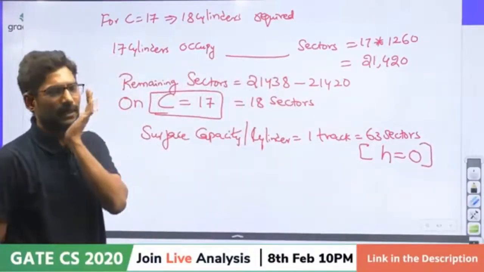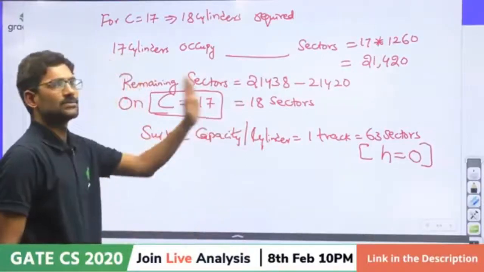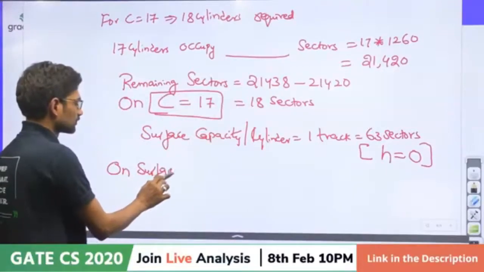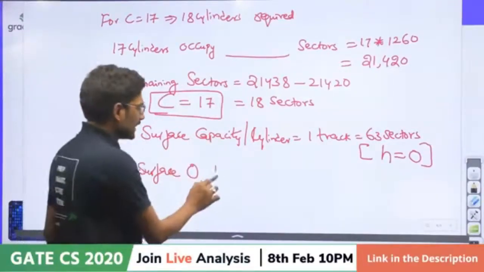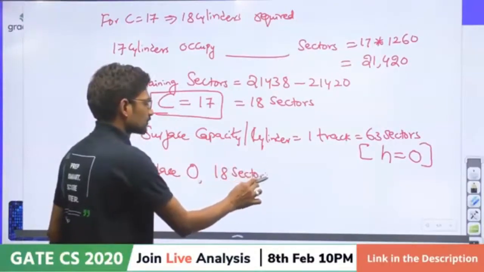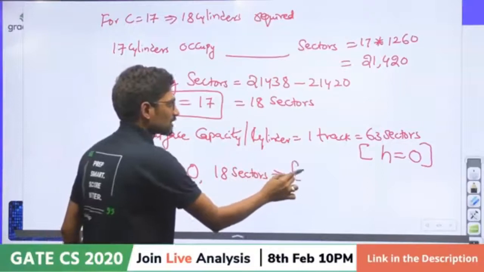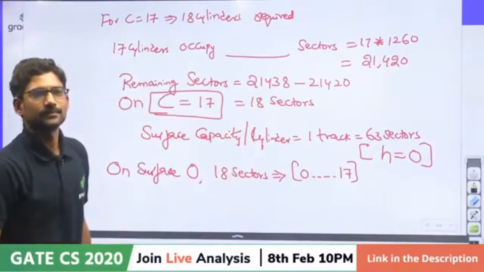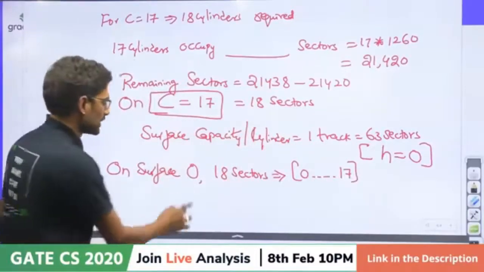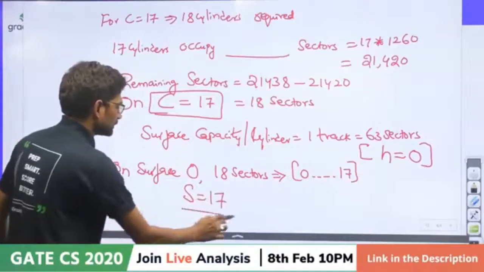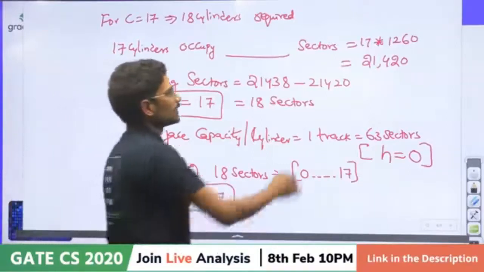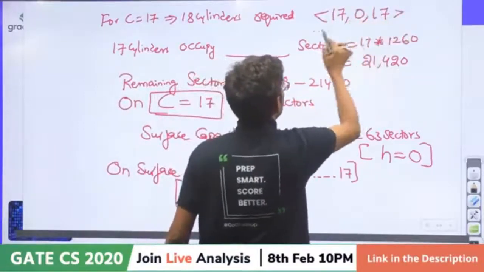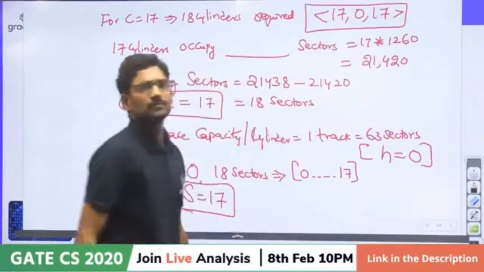Now you can use the formula and calculate what is S, or here it is very simple. So on surface 0, 18 sectors are there. That means when you start numbering with 0, where does it end? At 17. So what is S? 17. So what is the CHS, guys? 17, 0, 17. Okay?